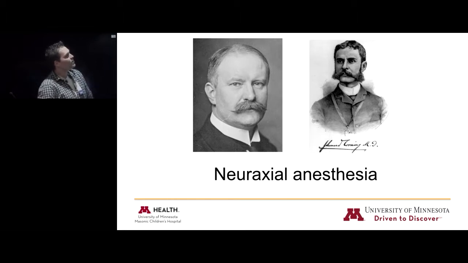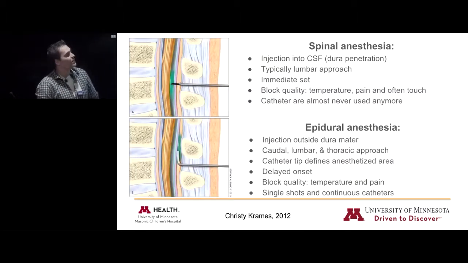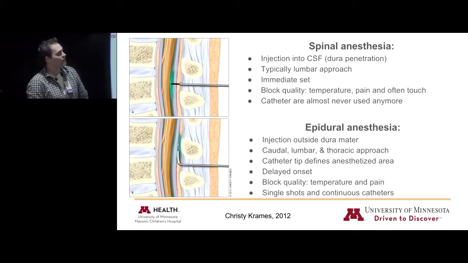So we talk about spinal anesthesia and we talk about epidural anesthesia. Spinal anesthesia is defined basically as an injection of local anesthetic into the CSF. We typically do the lumbar approach just because that's where we're fairly certain that we don't hit the spinal cord directly. The onset is fairly immediate, within seconds to a minute or so, and the block quality typically includes temperature, pain, and touch sensation.